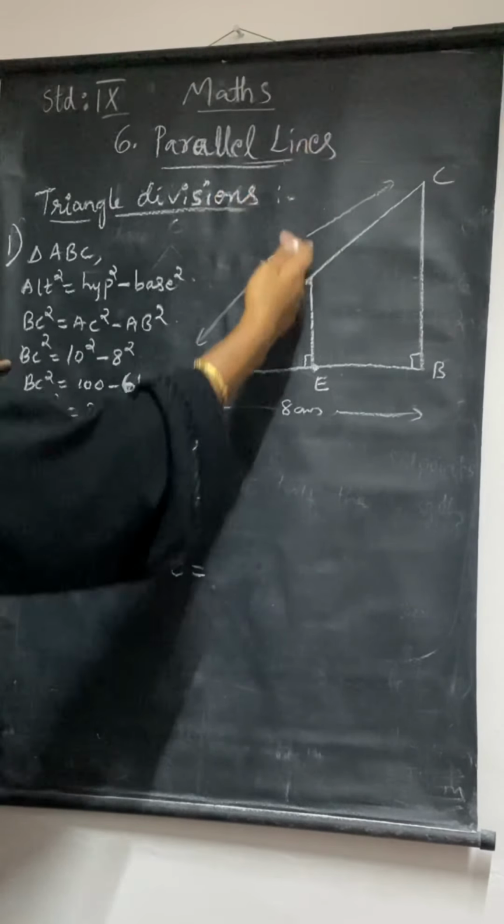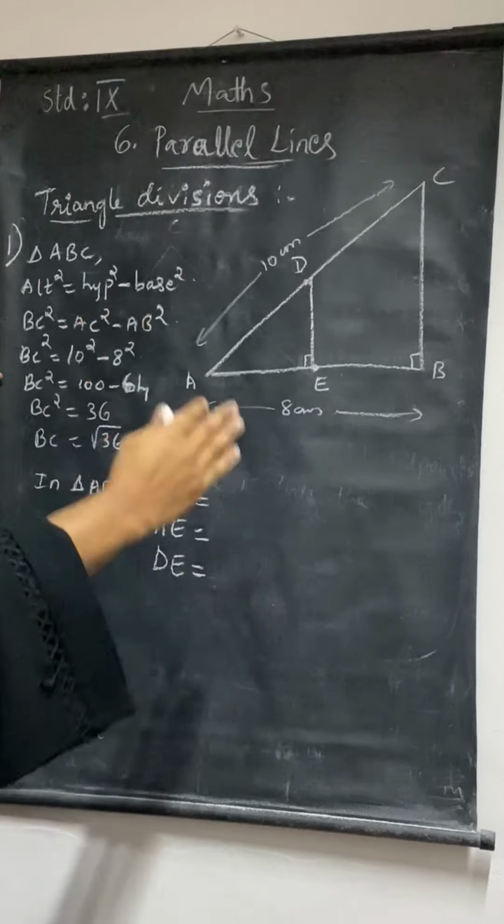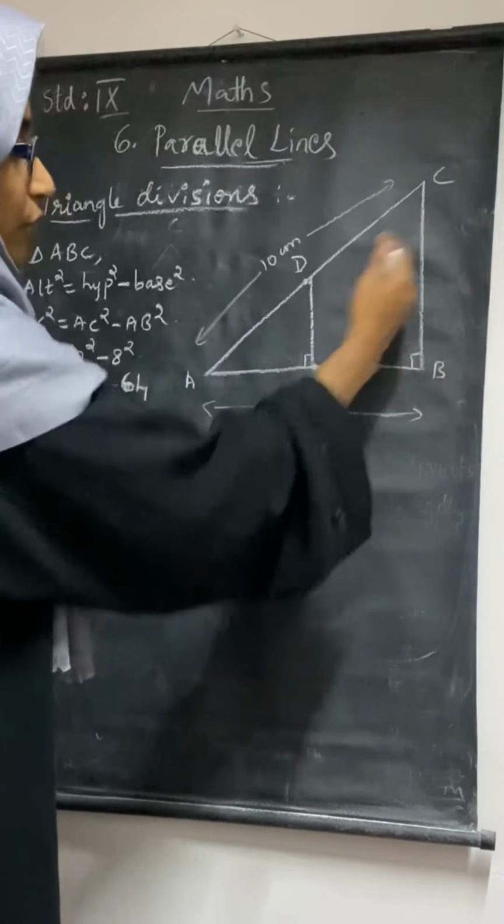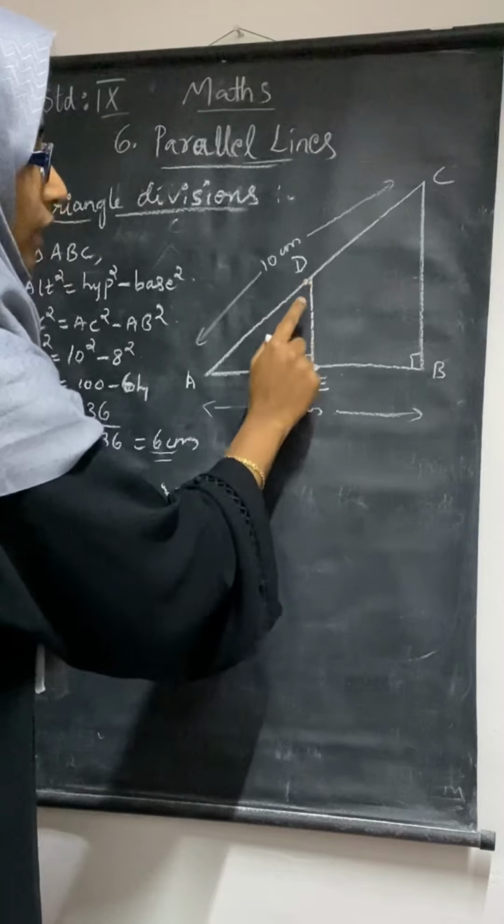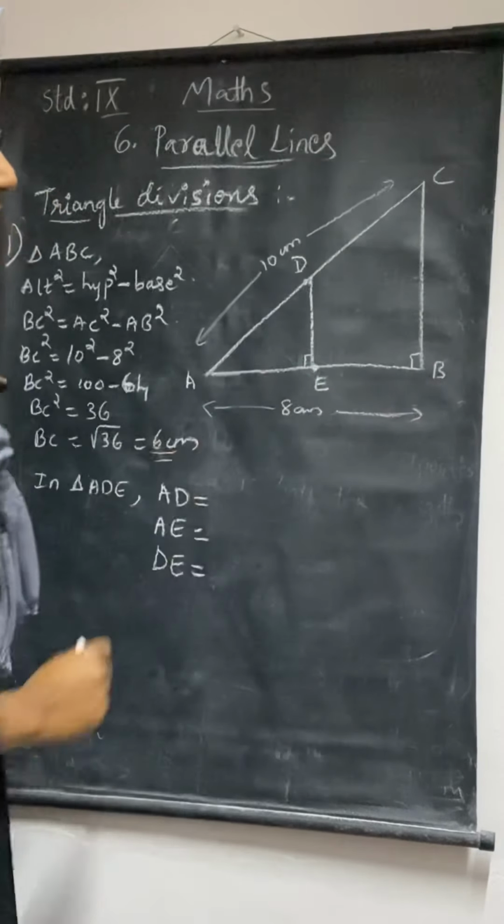Now just now we have learned one thing: if you draw a perpendicular or parallel line through the midpoint, what happens? It will be half of the previous larger one. Means if you have to find this one, this will be half of BC. That is the thing you studied.